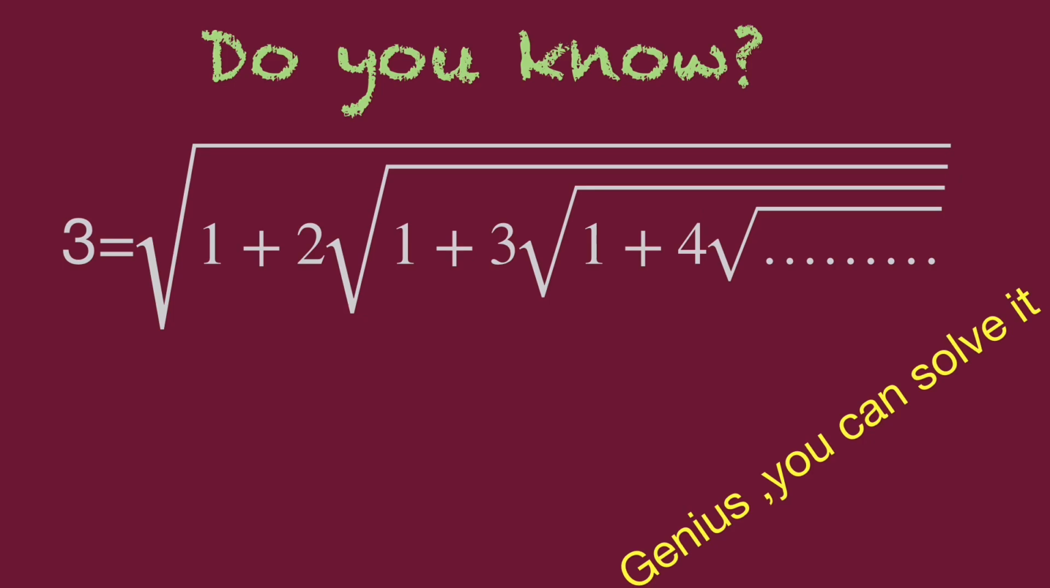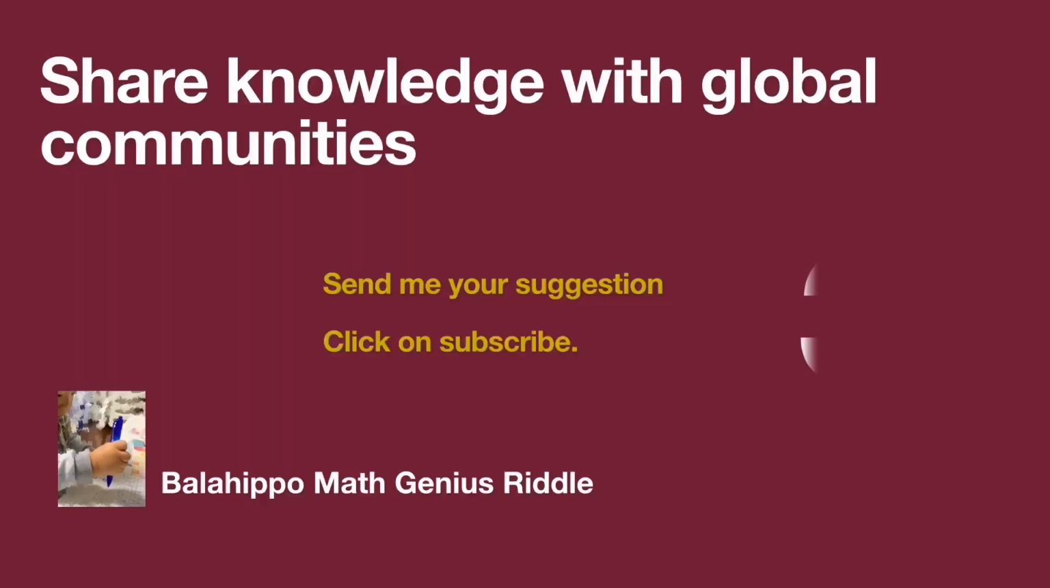Please see the pattern. 3 equals the square root of 1 plus 2 times the square root of 1 plus 3 times the square root of 1 plus 4 times the square root of... It is interesting. In this video, we will develop the pattern and share how to generate it step by step. Please keep watching the video to know the process.